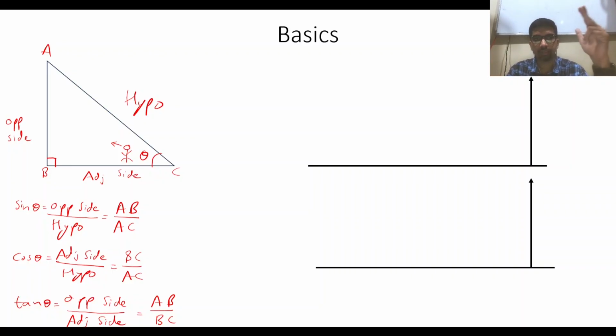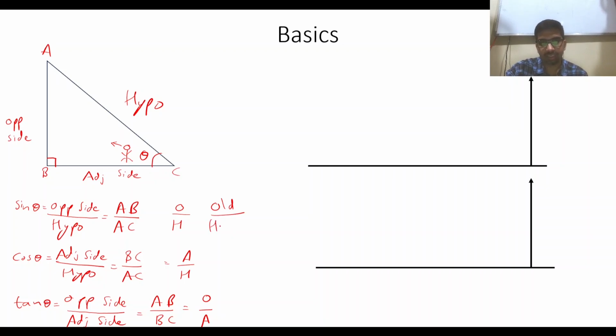Say sine, cos, tan. This is the sequence: sine, cos, tan. So look over here: O upon H. This is A upon H. Then we have O upon A. There's one mnemonic which my sir had taught me. This is called Old Hrithik and his Old Amisha.